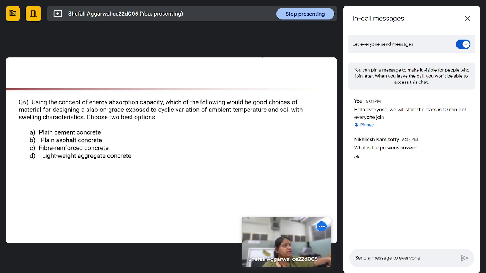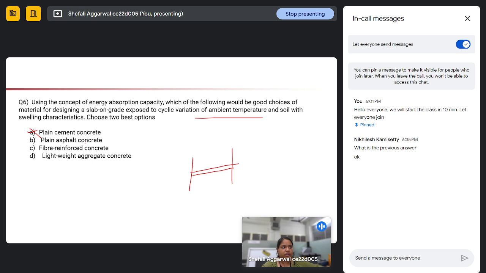So if we want a cyclic variation of ambient temperature, what we have to design is our road top surface slab, and at that point we have an ambient temperature. Ambient temperature means normal temperature, and the soil has a swelling characteristic. In that kind of case, we can't use plain cement concrete, right? Because cement will have cracks.